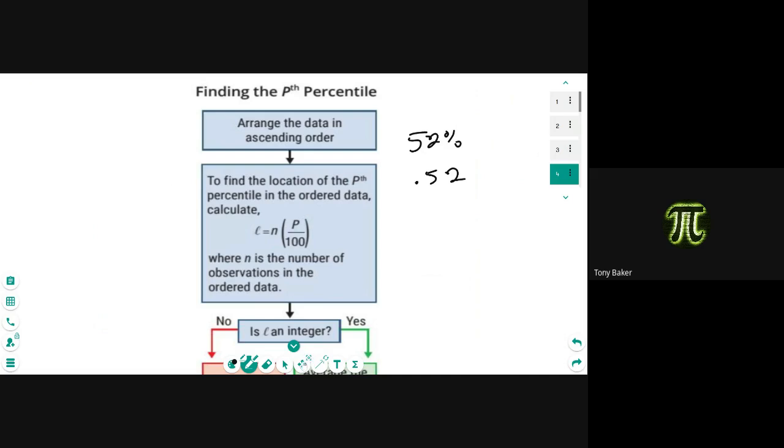Now, when you multiply anything, you can always get an integer or not an integer. What is an integer?